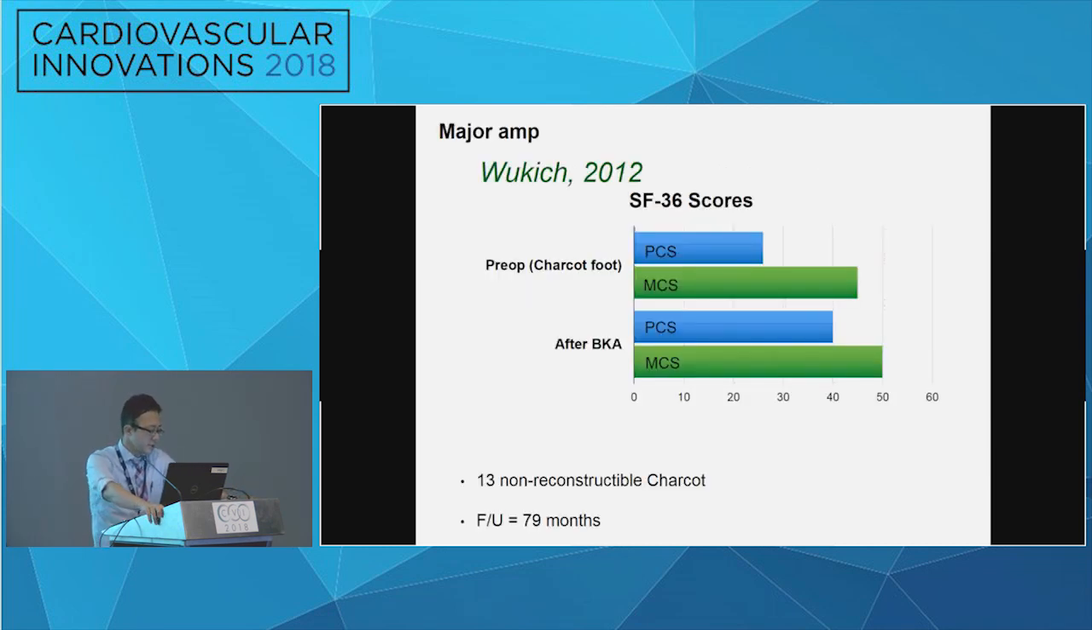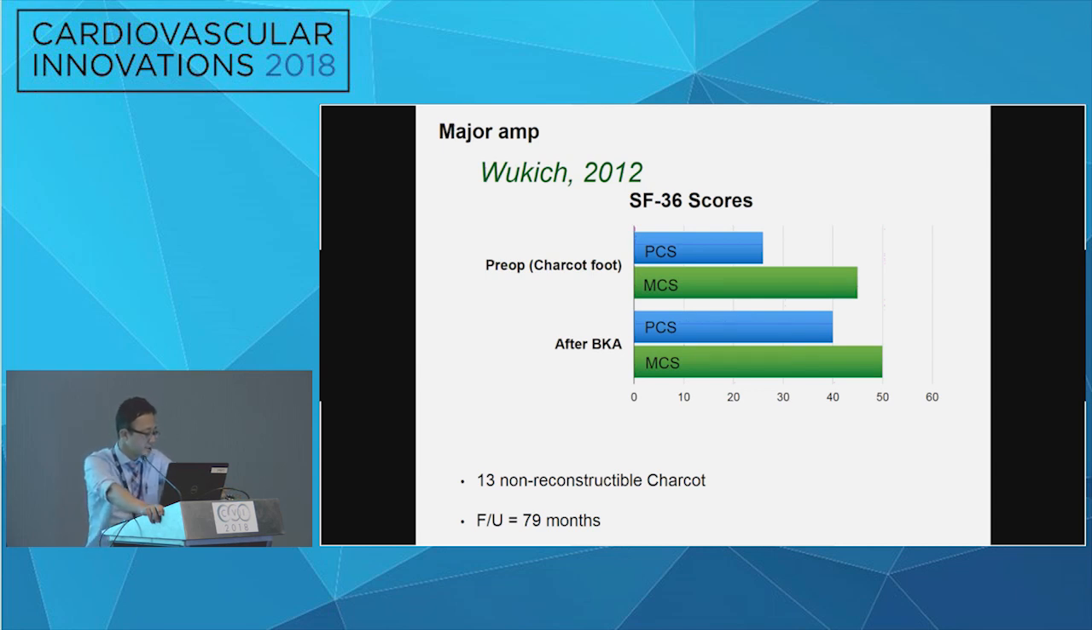What about the more major amputation? So this is a Wukich study. I'm not talking about those people who had a Charcot and have an ulcer that could be treated with wound care and the patient will be okay. I'm talking about those very difficult to reconstruct type of cases that the Wukich group did the amputation on.